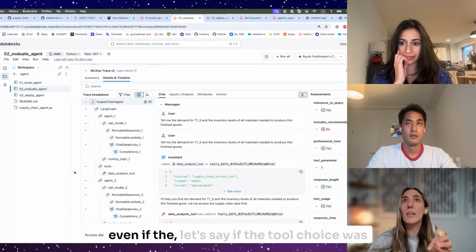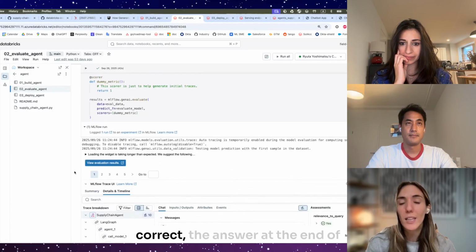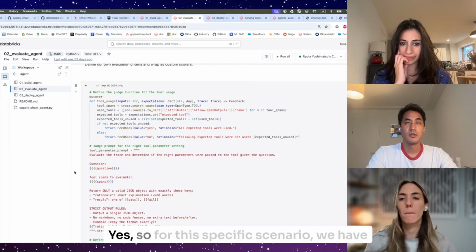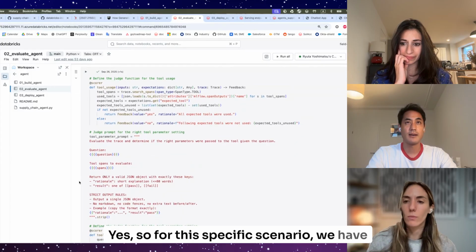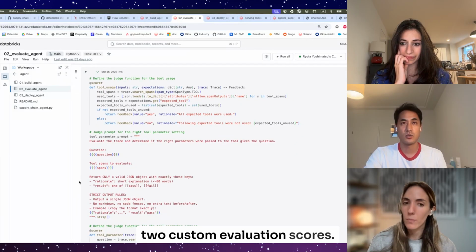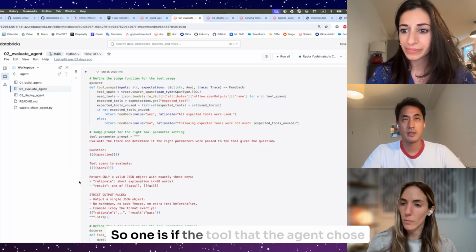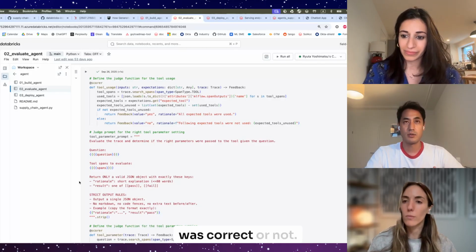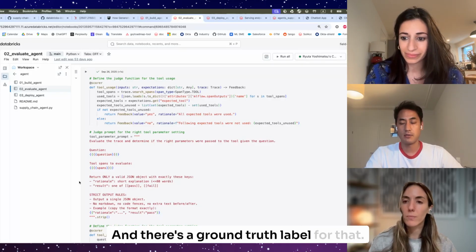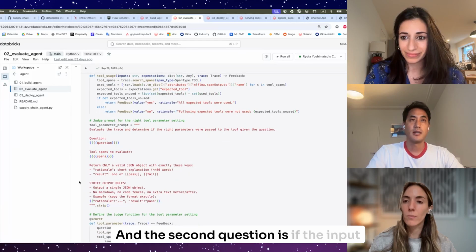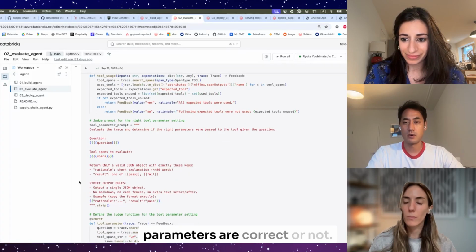Even if, let's say, the tool choice was correct, the answer at the end of the day. Yes. So for this specific scenario, we have two custom evaluation scores. One is whether the tool that the agent chose was correct or not, and there's a ground truth label for that. And the second is whether the input parameters are correct or not.